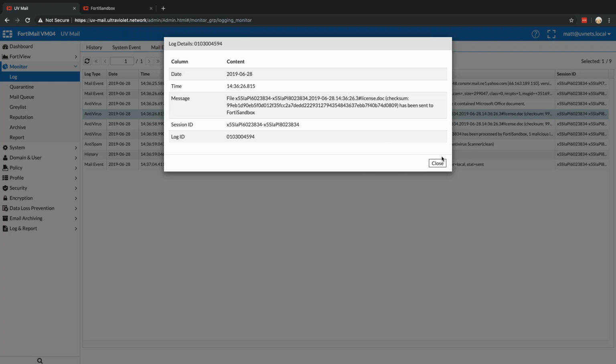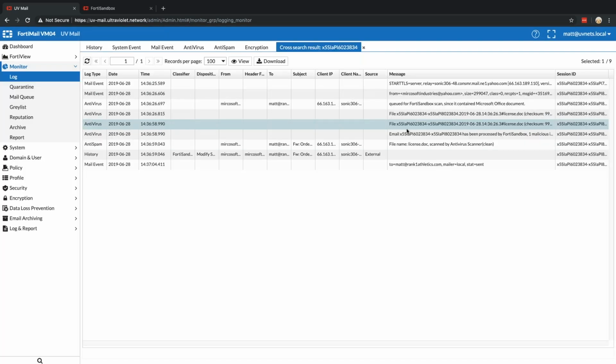As you can see, it's been sent to the FortiSandbox, and the next log over tells us that the scan result is that it is malicious and that it is some sort of VBA Trojan downloader. More on how it determined that in a minute.